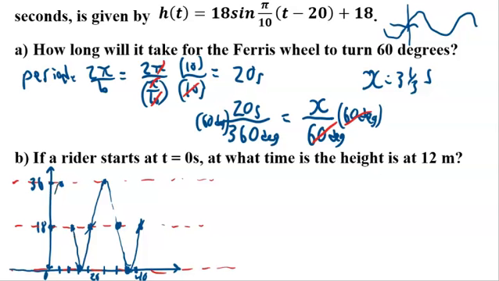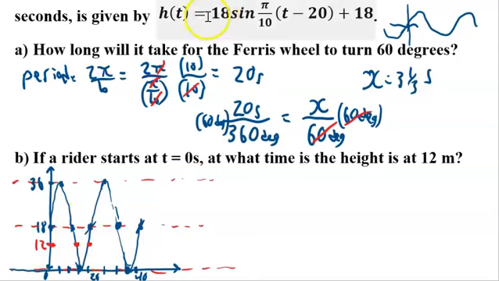Around and up, down. Okay, so this is our sine function. And at t equals 0, check this out. The rider is already at 18 meters. So we want to know when its height will be at 12 meters. Well, 12 meters is right around here. So it'll be at this time and at this time here.